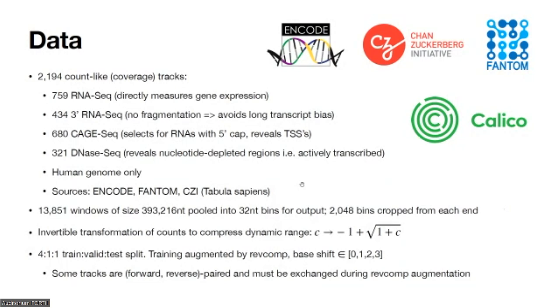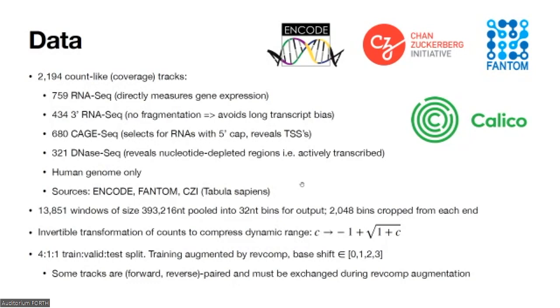So just to talk about the data that I was training these methods on, there's some 2,000 or so tracks from various different sources, including ENCODE, Phantom, and CZI, separated into a couple different flavors of RNA-seq. There's CAGE-seq and DNA-seq processed with recount. I believe the RNA-seq was processed with some sort of normalization to squash the dynamic range a bit, so it doesn't overload the output range of the network layers.